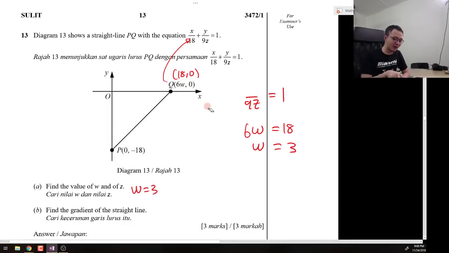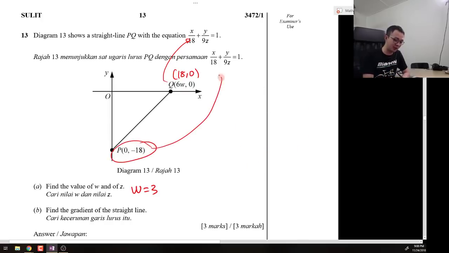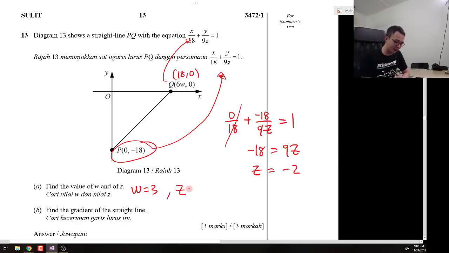And then I will substitute the second coordinate into this equation. My x is 0 over 18 plus y is negative 18 over 9z equals 1. So 0 divided by anything is 0. So negative 18 equals 9z. z should equal negative 2. So therefore z equals negative 2.